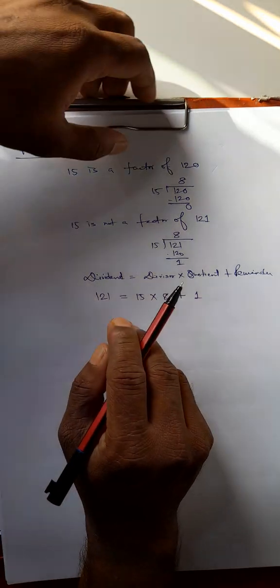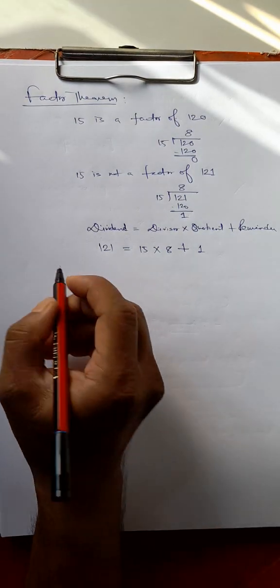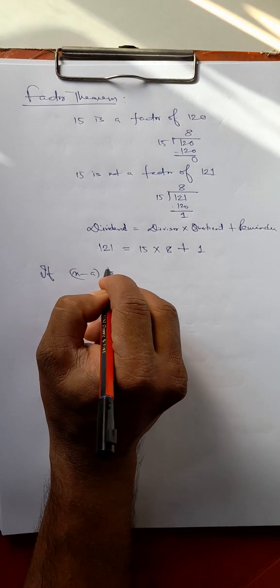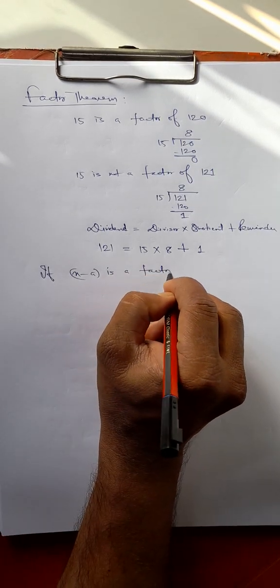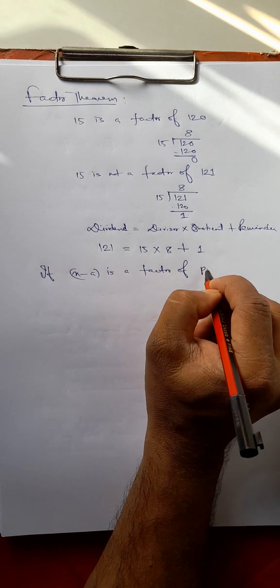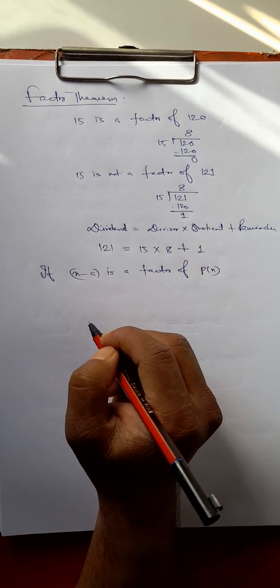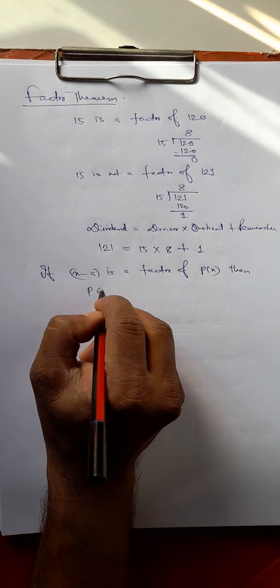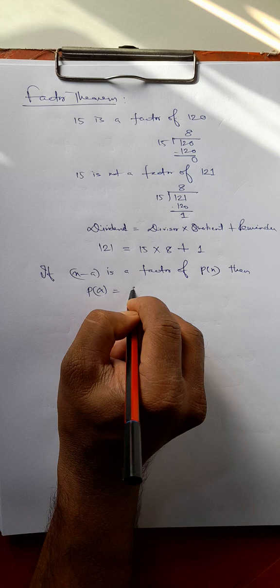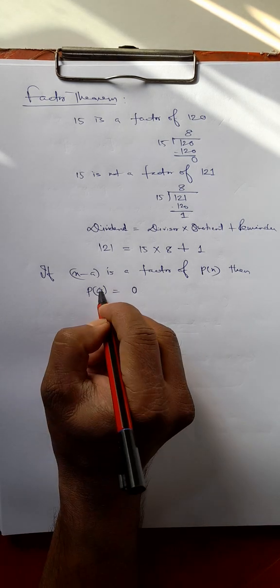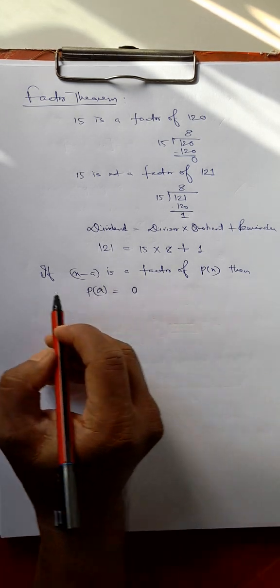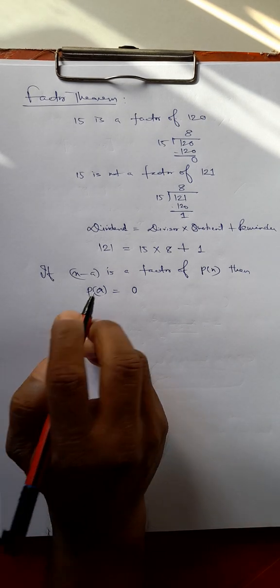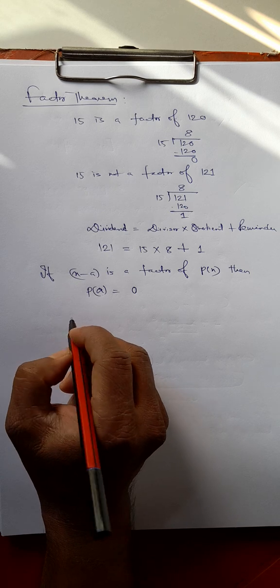The same logic you can apply with polynomials also. If x minus a is a factor of polynomial p(x), then you find p(a) equal to 0. If x minus a is a factor of the polynomial p(x), then p(a) equal to 0. This is the factor theorem. Let us explain with the help of an example.